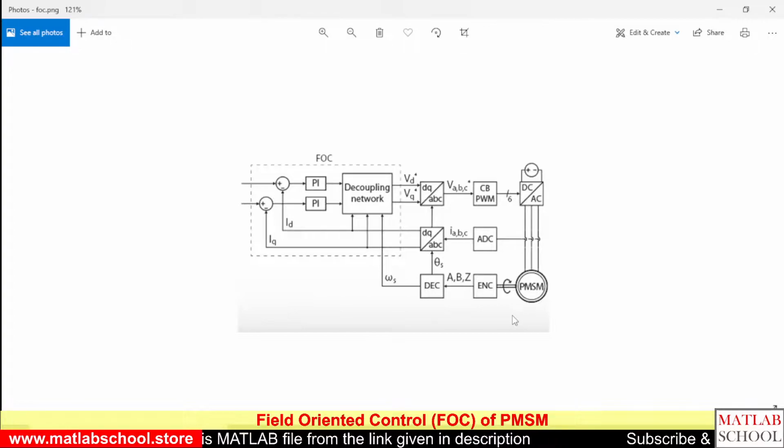The speed of the PMSM is measured by using an encoder. The actual speed of the machine is compared with the reference value. The error is given as input to the PI controller, so that the error can be manipulated to be given as input to the next stage. So the reference speed is compared with the actual speed, and the error is manipulated with the help of the PI controller, and that is given as input to the next stage, that is to the quadrature axis current. So here that becomes the reference quadrature current.